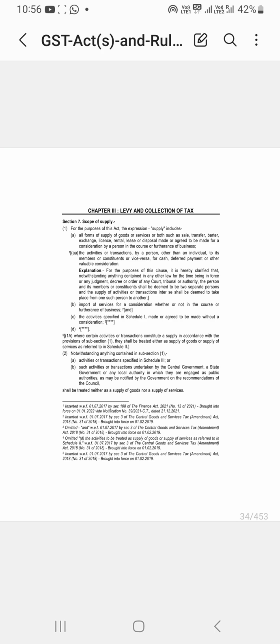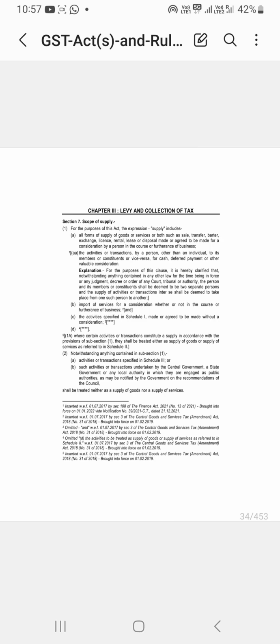Let's have a look at the explanation. For the purpose of this clause, it is hereby clarified that notwithstanding anything contained in any other law for the time being in force, or any judgment, decree or order of any court, tribunal or authority, the person and its members and constituents shall be deemed to be two separate persons, and the supply of activities or transactions inter se shall be deemed to take place from one person to another.